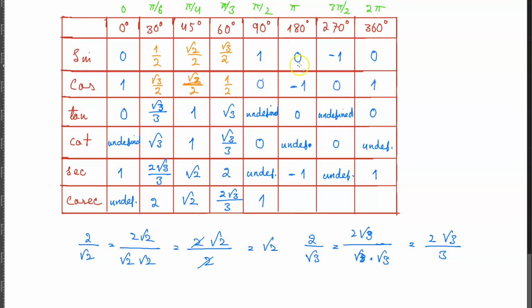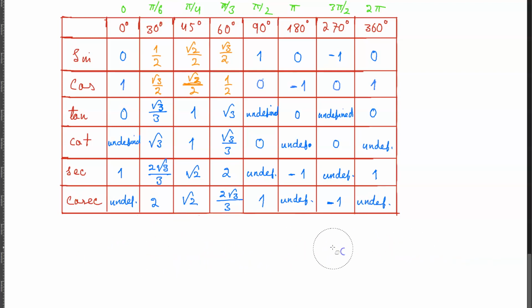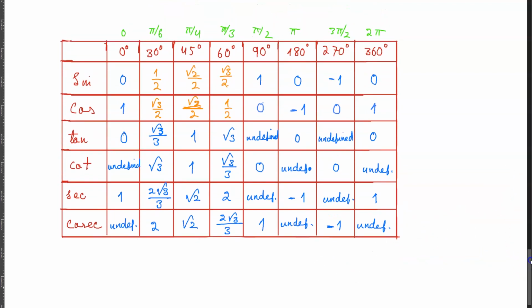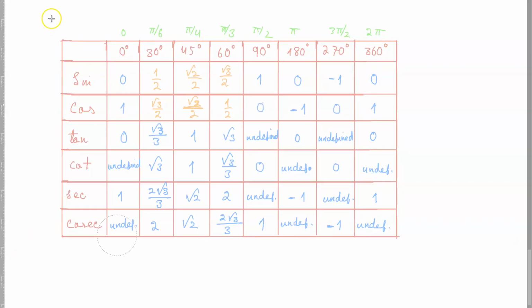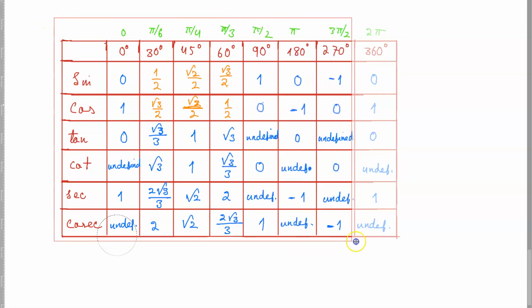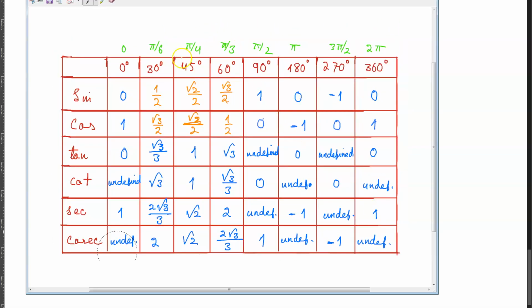The cosecant of 180 degrees is the reciprocal of 0, which is undefined. And the cosecant of 270 degrees is the reciprocal of -1, which is -1. And the cosecant of 360 degrees is the reciprocal of 0, which is undefined. Right? So this way we have a table that we can use for all of these exercises. So I will make a screenshot of this table and then we will get back to our exercises.